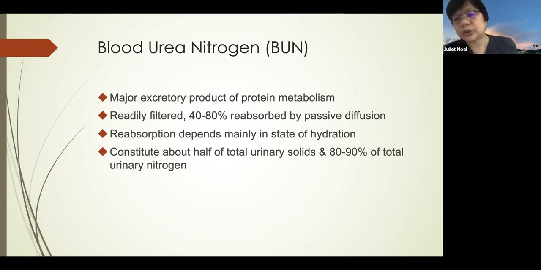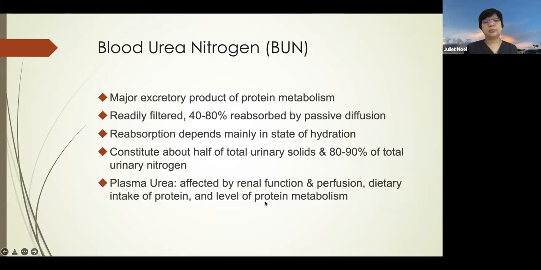Urea nitrogen constitutes about the total urinary solids and 80 to 90% of urinary nitrogen. So plasma urea is not only affected by renal function and perfusion, but also state of hydration, the level of protein metabolism, and also the intake of protein. So if you take 8 ounces of steak and you get a BUN, your blood urea nitrogen after a few hours will increase. But that doesn't mean that your kidney function had decreased.